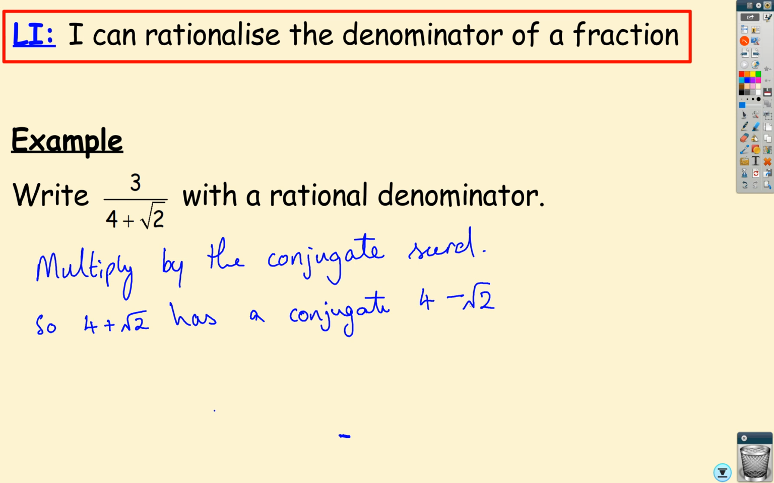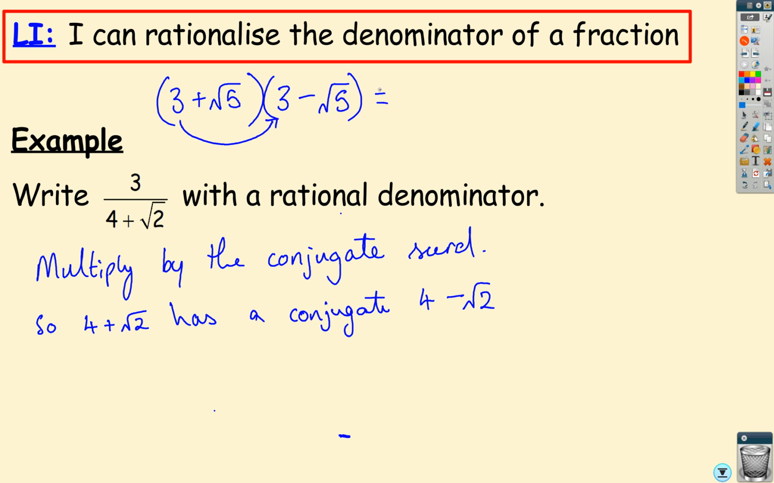And the reason why we do that, I'll show you with 4 plus root 2 in a wee second, but if we take something like 3 plus root 5, and multiply that by the conjugate of that, so 3 minus root 5, the result of that multiplication will always be a whole number. And the reason it will always be a whole number will become clear in a wee second.